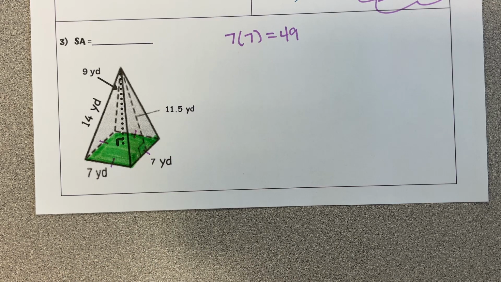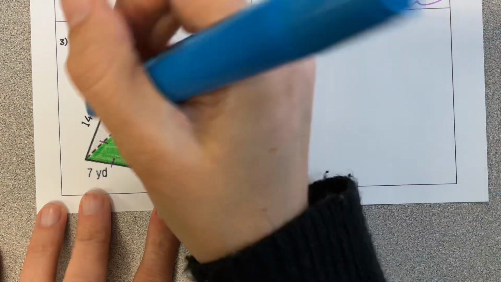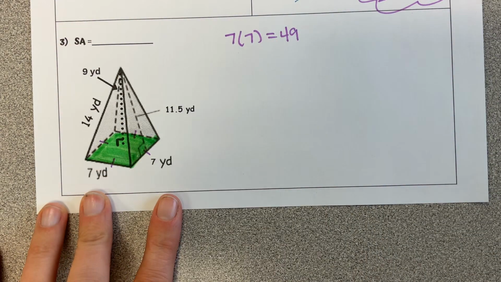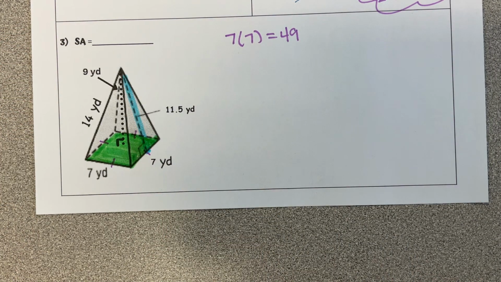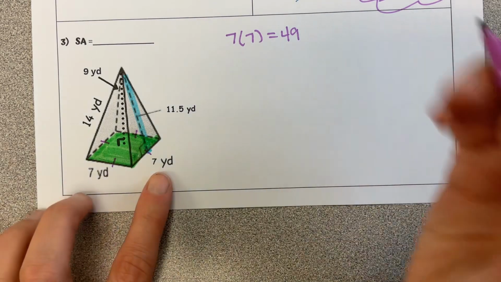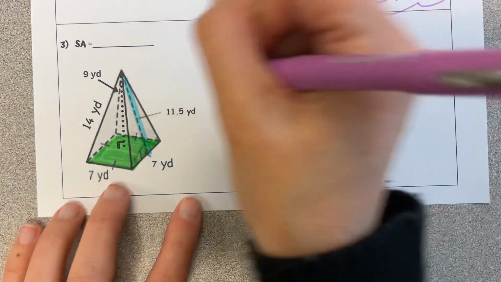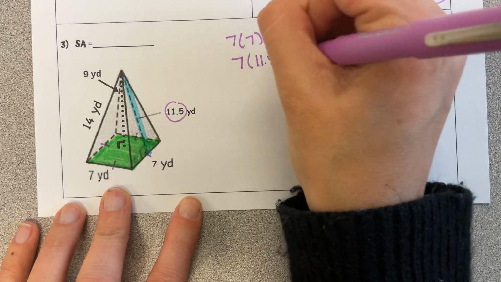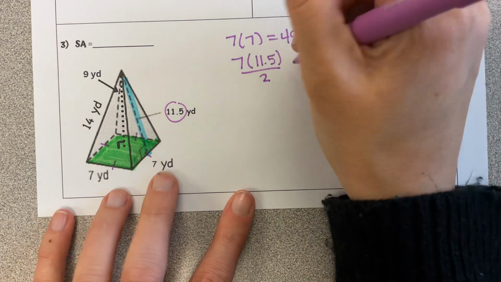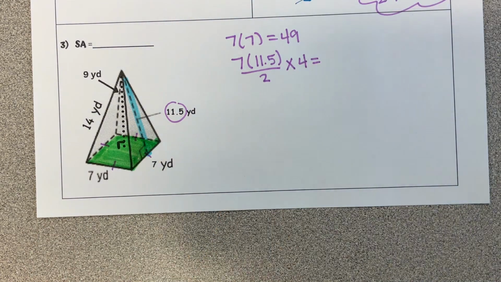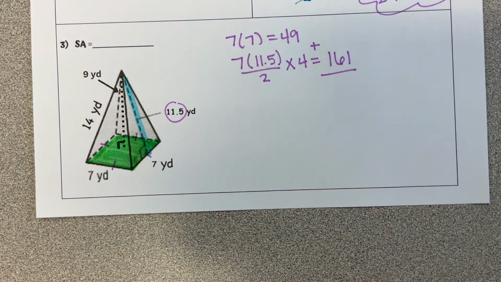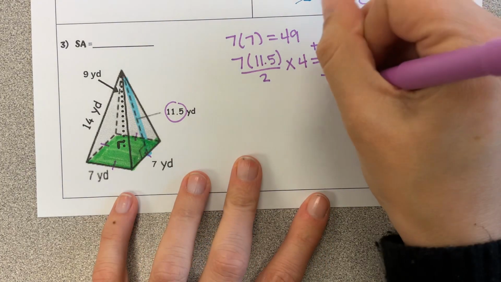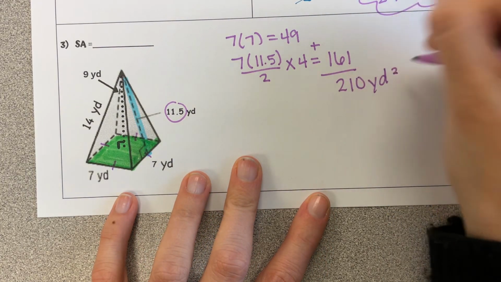We need to find that perpendicular height to the base, which this height right here is the height of the prism. We would use that for volume. We want this slanted perpendicular measure here. So we're going to multiply the base of 7 times that height of 11.5 divided by 2 for one of the triangles, but we have 4 of them. When I multiply that out, we get 161, which means when we add it all together, we get a total surface area of 210 yards squared.